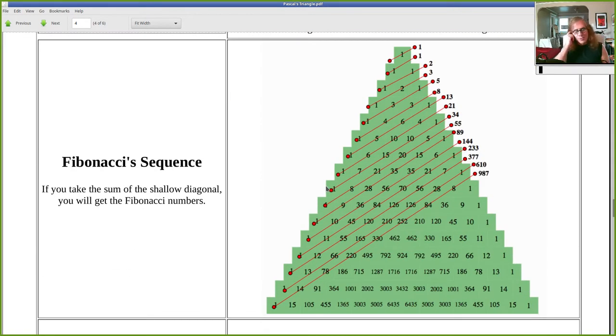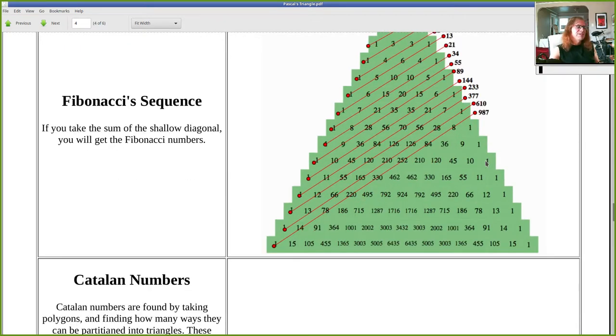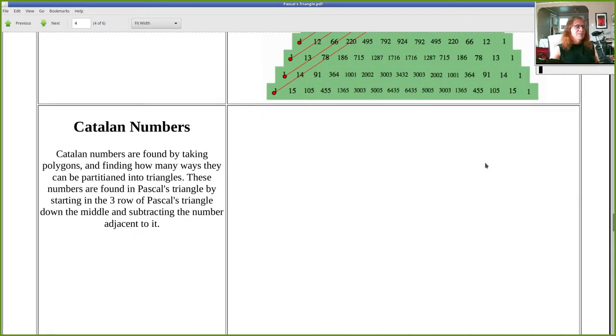Fibonacci numbers, which we'll talk about later on today, and we've talked about before, I believe, you can find by adding up along these diagonals from lower left to upper right, but Fibonacci numbers are everywhere, so that's not too surprising.